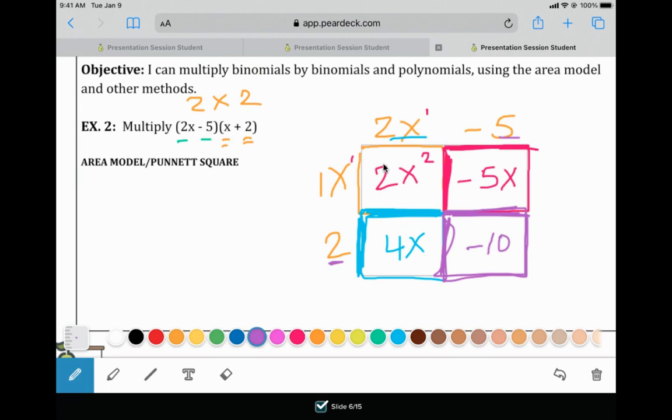Questions so far on how I multiply for each box? We're not done yet. I'm just showing you the steps. I've just paused right now because we're not complete with this problem yet.